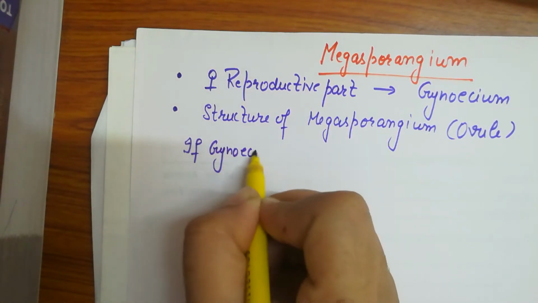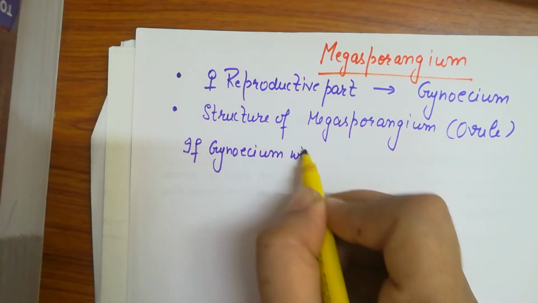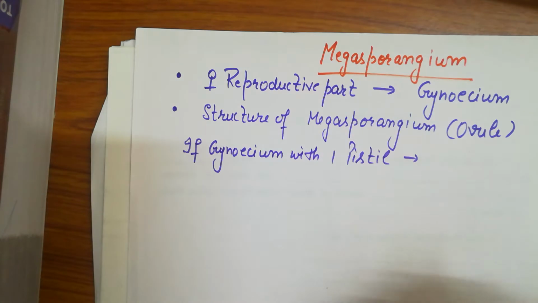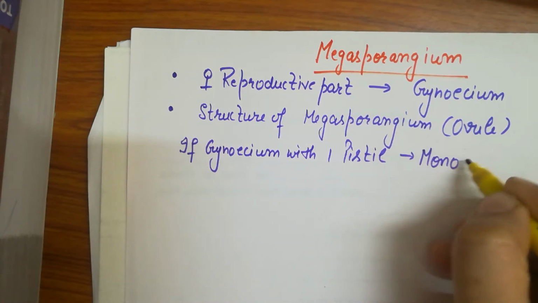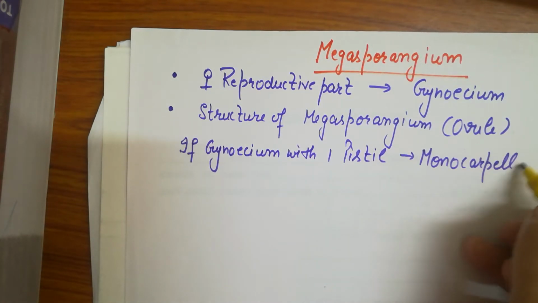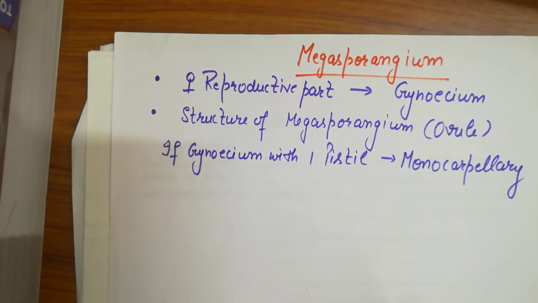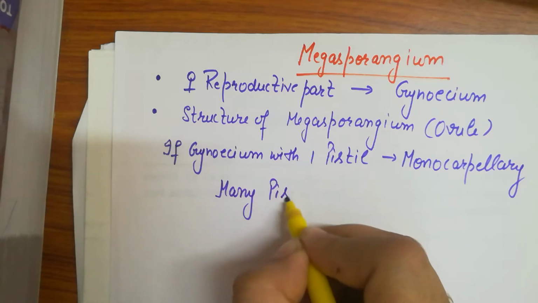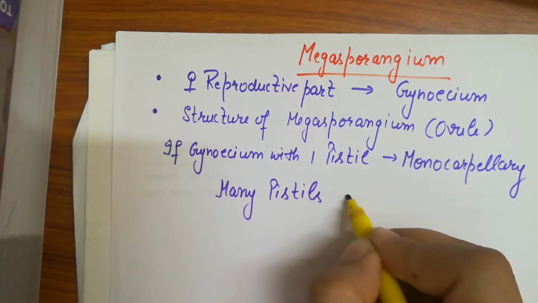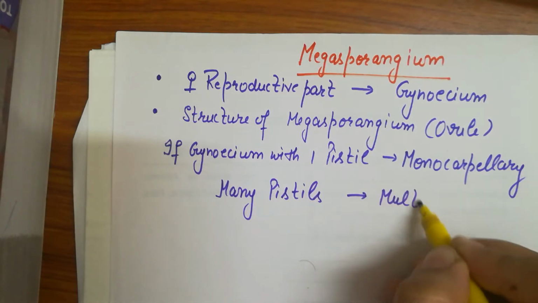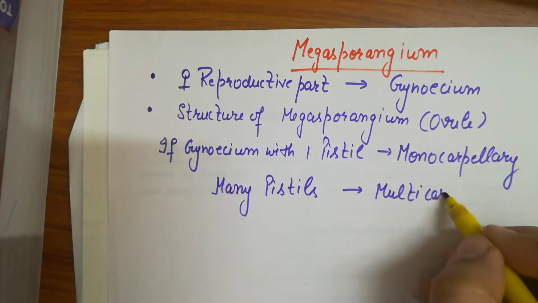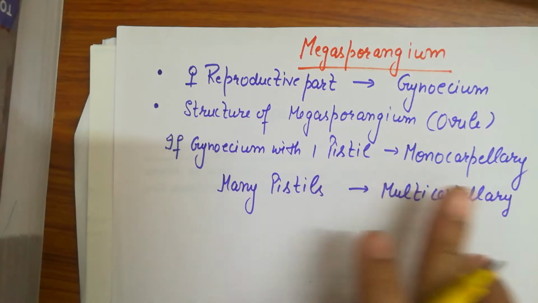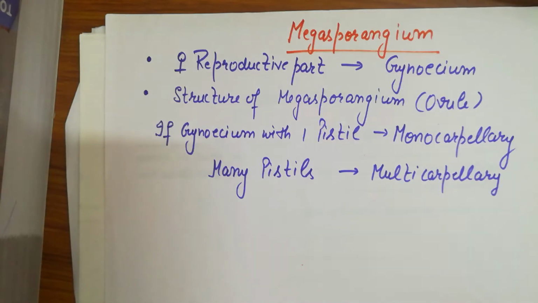Now if the female reproductive part is known as gynoecium, and if the gynoecium has only one pistil, then it is known as monocarpillary. The term is monocarpillary. If many pistils are present in the gynoecium, then that is known as multicarpillary. Clear? So these two terms you need to know first: one pistil is monocarpillary, many pistils is multicarpillary.